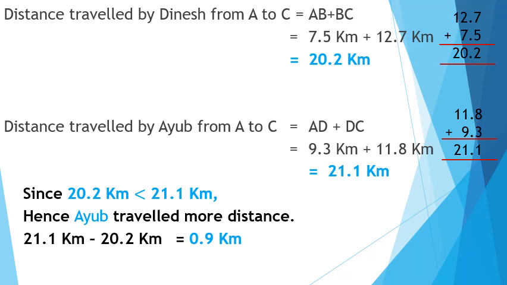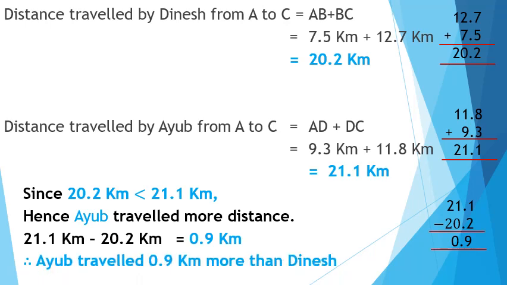One small part is there, by how much? So we can subtract the smaller number from the bigger number. 21.1 kilometer minus 20.2 kilometer equal to 0.9 kilometer. That is, Ayub traveled 0.9 kilometer more than Dinesh.